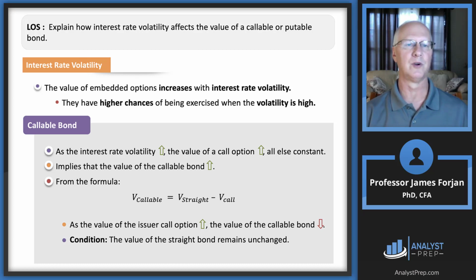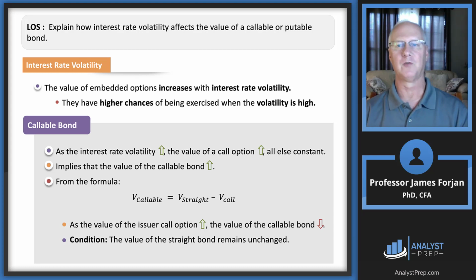So look at that first double circle point. The value of embedded options increases with interest rate volatility. Makes perfect sense, right? So higher chance of being exercised when volatility is high. So let's go ahead and differentiate between a callable bond and a putable bond. Let me read these to you. That first double circle point: as the interest rate volatility increases, the value of the call option increases, and that must mean that the value of the callable bond increases. That makes perfect sense, right? Based on our understanding of call options and straight bonds, and now callable bonds.